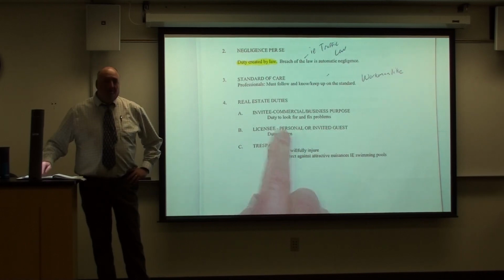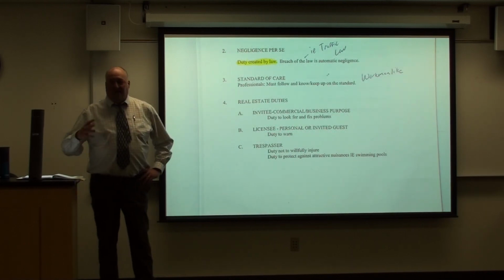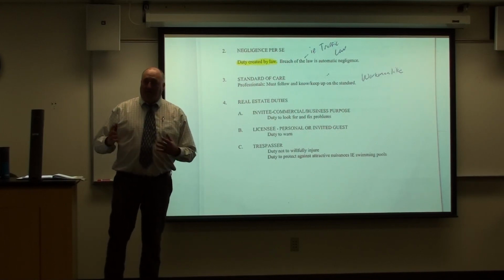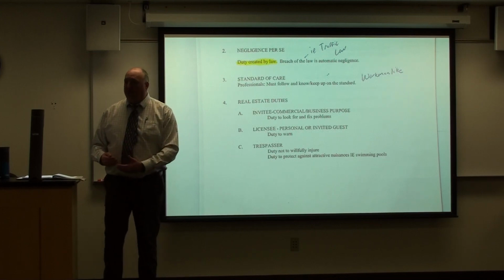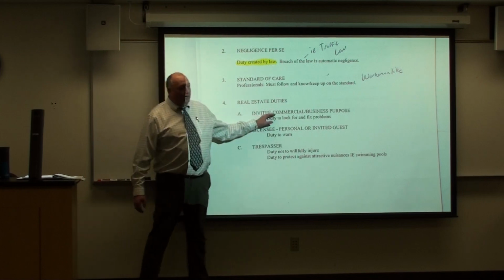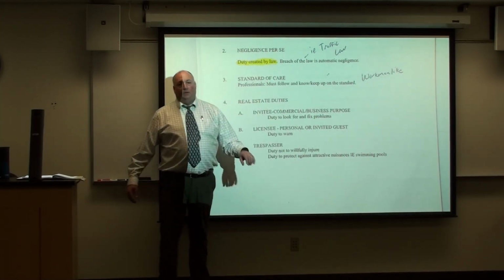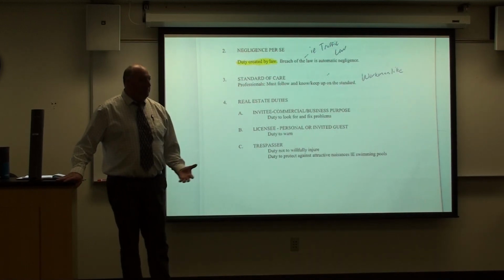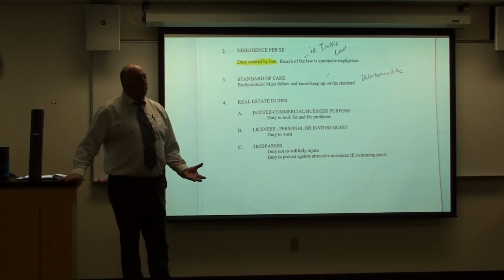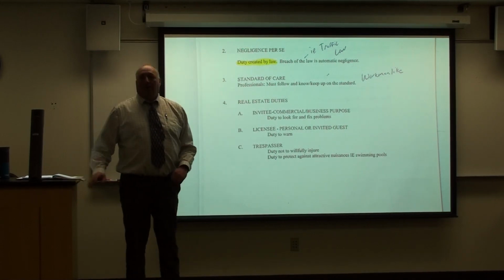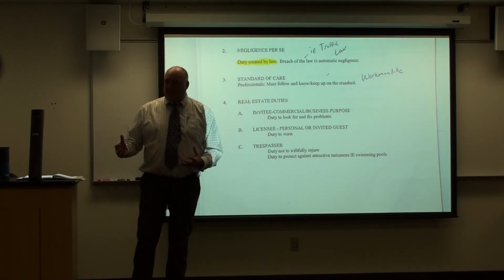So the idea there is you've got to go out and look for problems. You can't say, oh, I didn't know about it. You should have known about it. The reasonable manager in your position would have discovered the problem. So go out and look for problems, fix the problem if you can. If you cannot fix it, you have a minimum obligation to at least warn of the problem, maybe close off the area so people can't go in there. Whatever's reasonable for the situation.